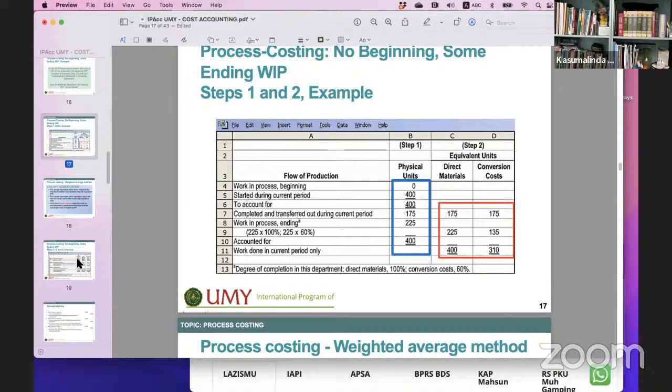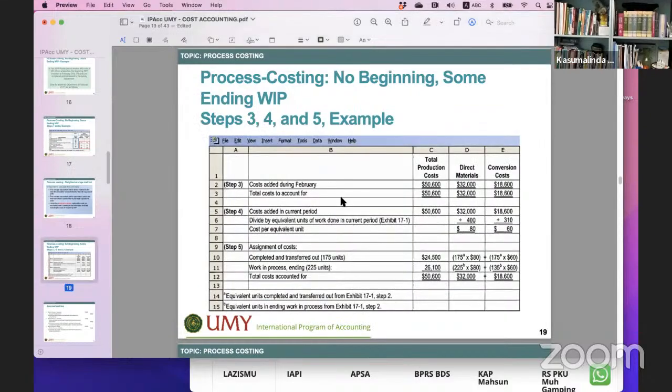Now for the next table here. You see the dollar sign, because with this table we want to analyze the cost. Earlier we analyzed the units, now this table is to analyze the cost. So when we analyze the cost, you can see the dollar sign here.